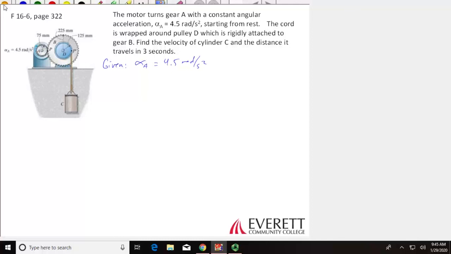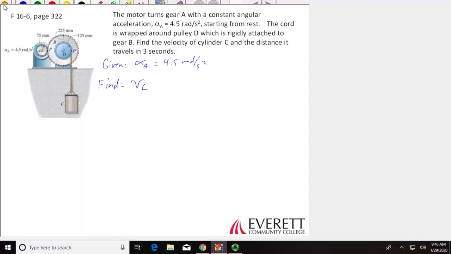So we're supposed to find the velocity of cylinder C. What's something that you notice right away? Is there a little alarm going off in your head? I'm probably going to have to use the radius of the gears. Very good. Notice that there's an angular acceleration given, and they're asking for a linear velocity. So we know that we're going to have to use that relationship between angular and linear motion that we just learned.